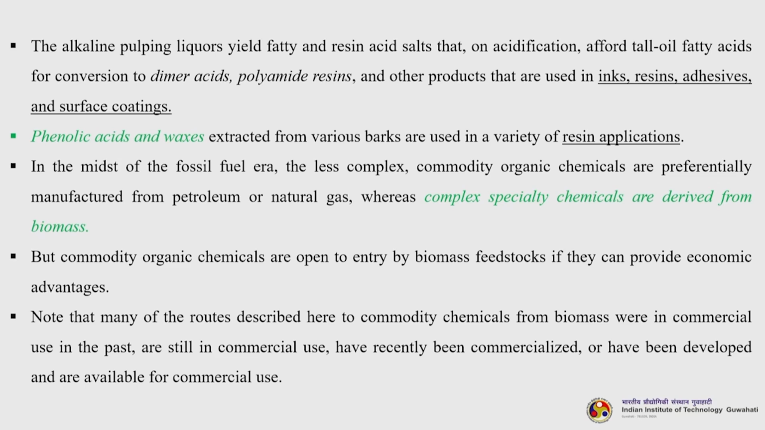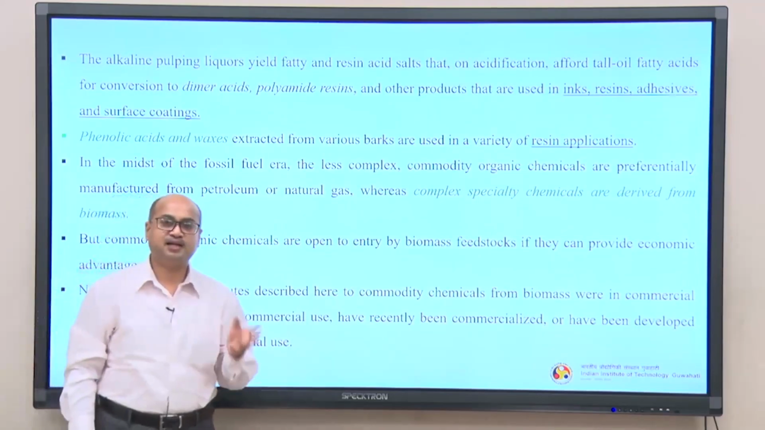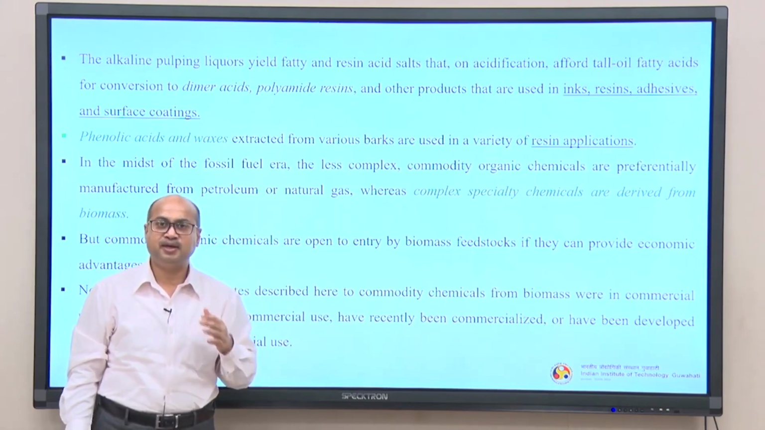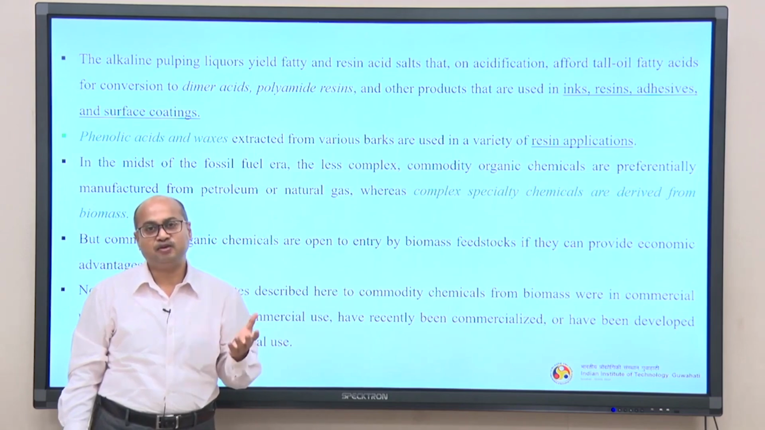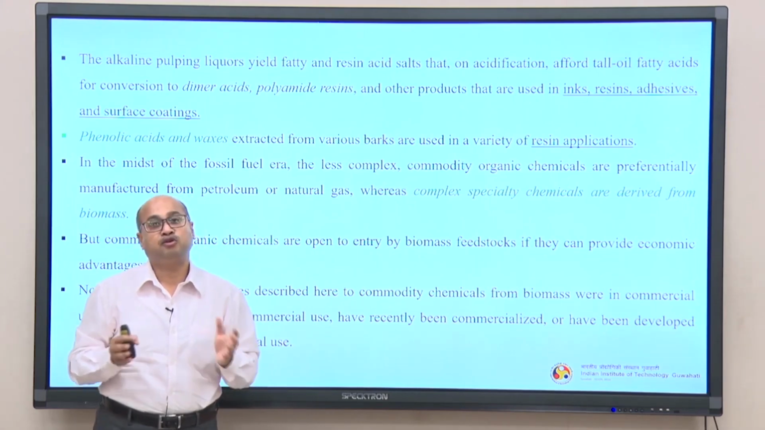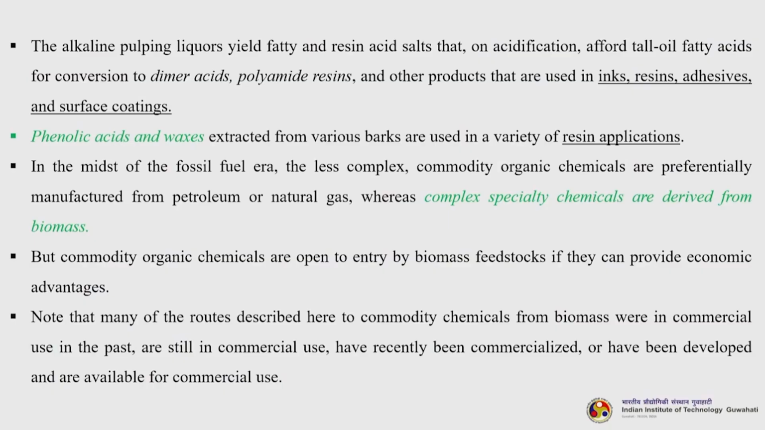So, when you talk about economic advantage vis-a-vis biomass, again I am just trying to repeat that two things are very important. The species which you want to extract from the biomass, that step has to be economical. Then second is that once that is produced, mostly they will be in the aqueous phase. Then you have to go for purification, that is the downstream part. So, both these steps are the major contributors to the overall cost of the final product. So, note that many of the routes described here to commodity chemicals from biomass were in commercial use in the past, are still in commercial use, have recently been commercialized or have been developed and are available for commercial use.